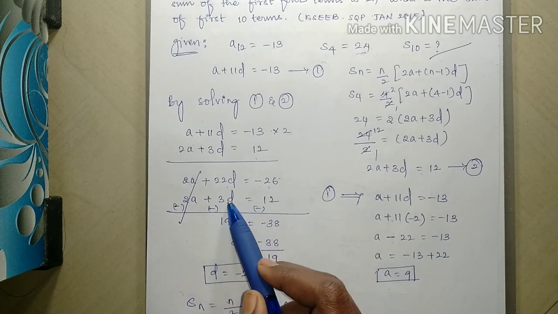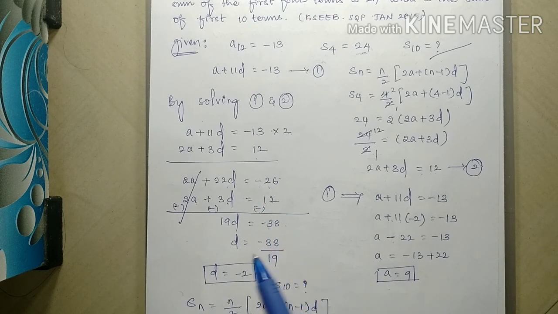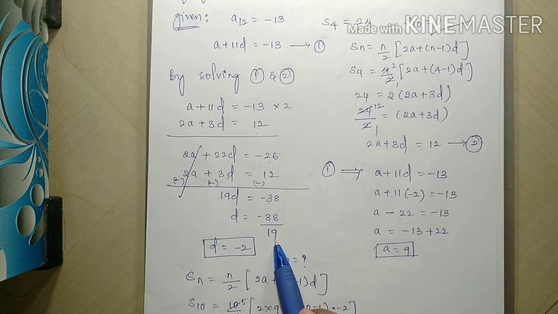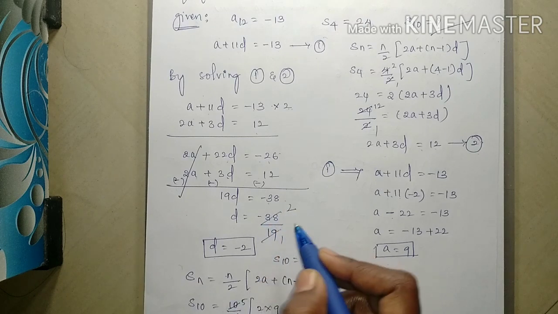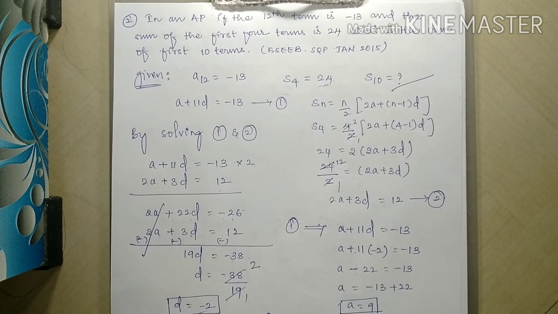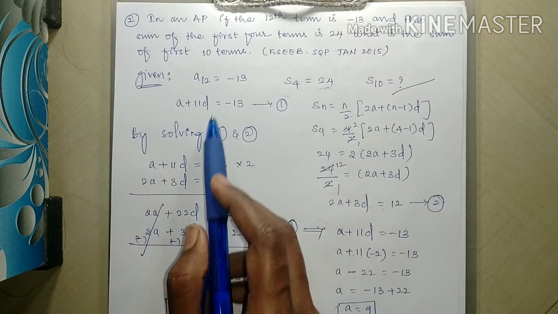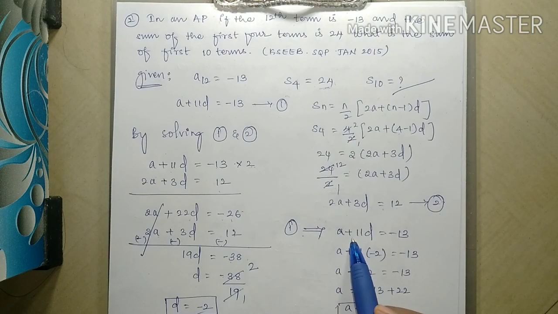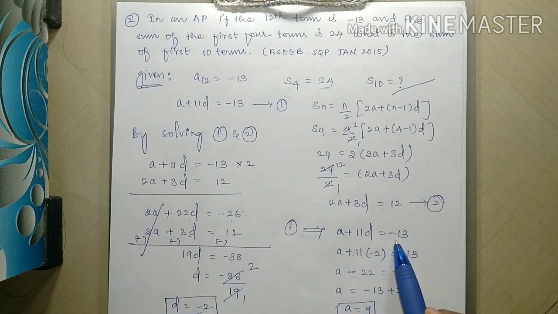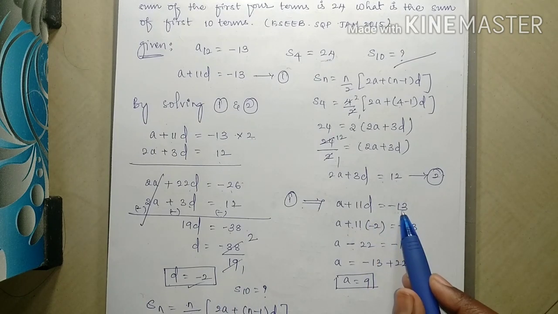So 22d minus 3d is 19d. Minus 26 minus 12 is minus 38. So d is equal to, this 19 goes to the denominator. So 19 ones are 19, 19 twos are 38, that is minus 2. So now I'll substitute this d value in any one of the equations. Here I'll go with equation number 1. So a plus 11d is equal to minus 13. So a plus 11 into d, we got minus 2. Substitute in the place of d, that is equal to minus 13.